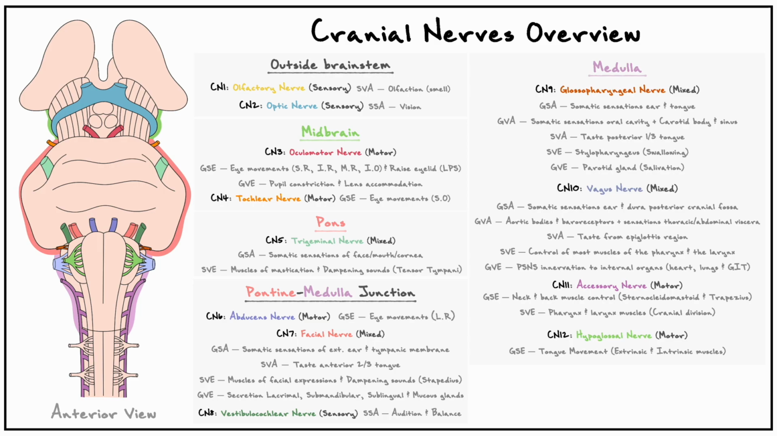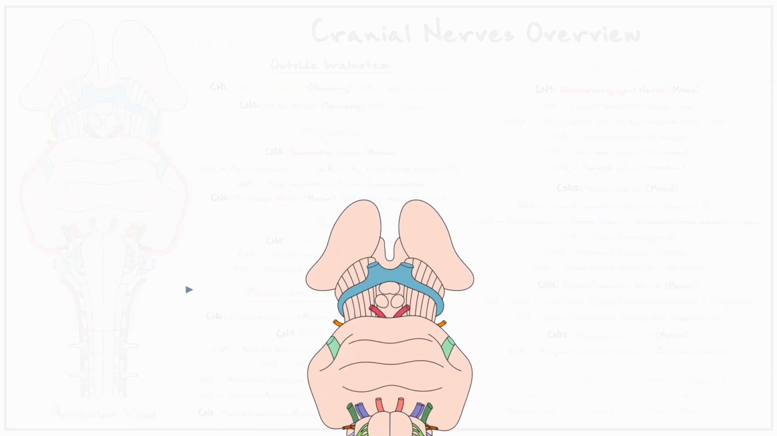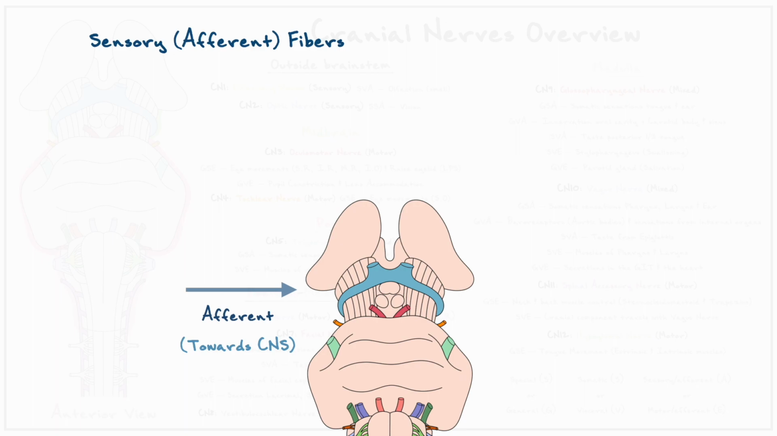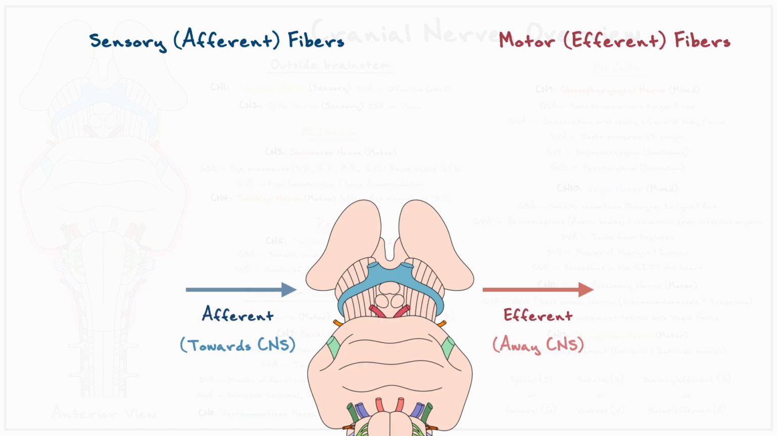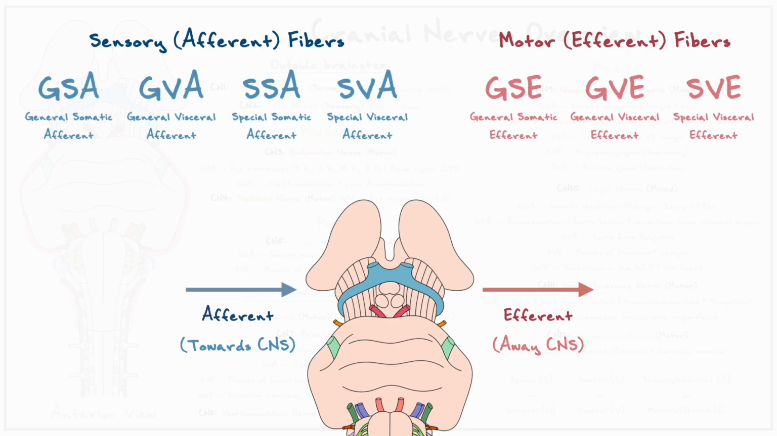The 7 different modalities are represented by the 3-letter abbreviations you see before each function. To understand what these abbreviations mean, recall that, generally speaking, the fibers entering the central nervous system, or in this case the brainstem, are called afferent fibers and carry sensory information. On the other hand, the fibers that emerge from the brainstem are called efferent fibers and carry motor or autonomic information. Both the afferent and efferent fibers can then further be divided into 7 different types of fibers, with 4 being sensory and 3 being motor.